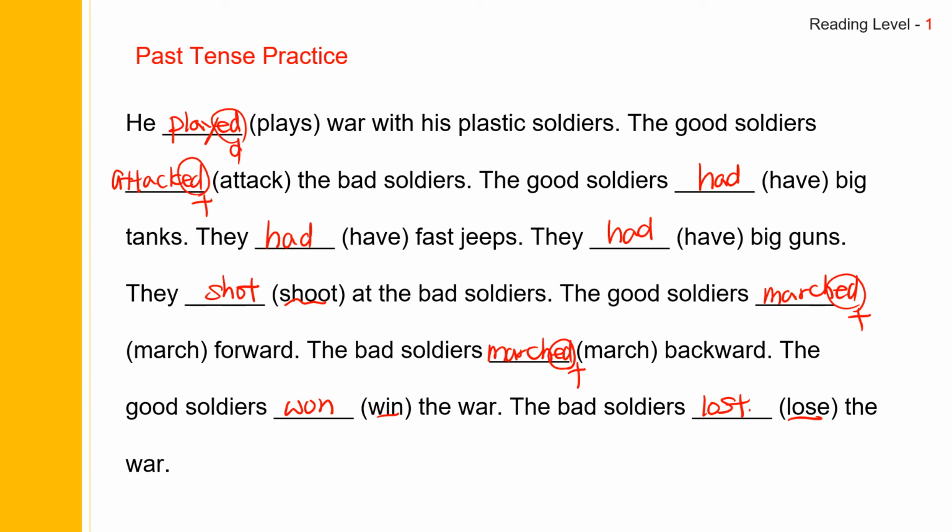Okay, let's read the story in past tense. He played war with his plastic soldiers. The good soldiers attacked the bad soldiers. The good soldiers had big tanks. They had fast jeeps. They had big guns. They shot at the bad soldiers. The good soldiers marched forward. The bad soldiers marched backward. The good soldiers won the war. The bad soldiers lost the war.